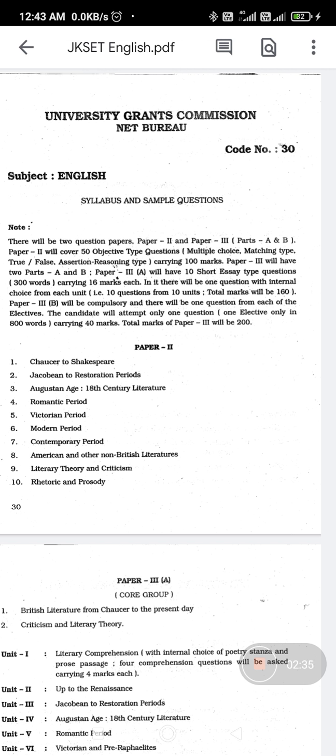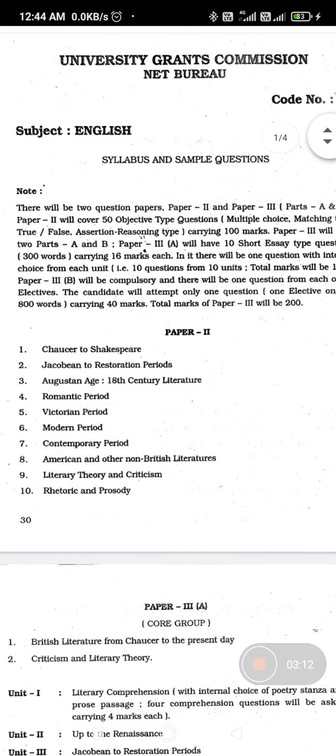Paper 2 is your multiple choice, and in Paper 3 there are two sections. Section A, where we have to write the essay, is compulsory, and in Section B there will be one question from each of the electives. The candidate will attempt only one question. Elective means we have to select one question and write it in 800 words, carrying 40 marks. The total marks of Paper 3 will be 200. Got it?